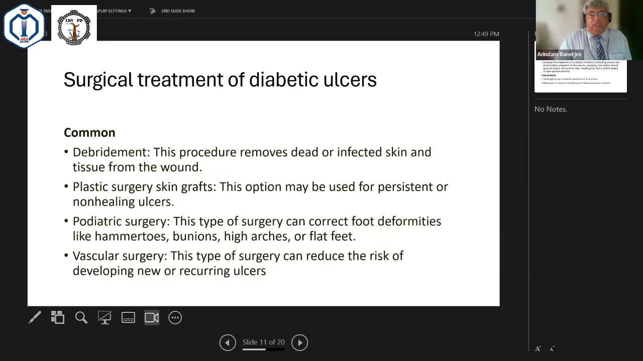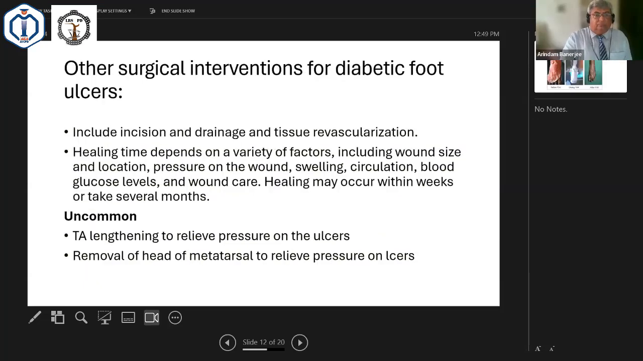Podiatric surgery, which is deformity correction. We've discussed some of these: hallux valgus, bunions, high arches, flat feet. Vascular surgery, of course: if you have a proximal lesion, a lesion of the blood flow, you cannot do local treatment without treating it. So you might need to clean up the vessels higher up, or you might need to bypass them. In addition, if there is an infection, you might need to do an incision and drainage, and might need to do some form of tissue revascularization.